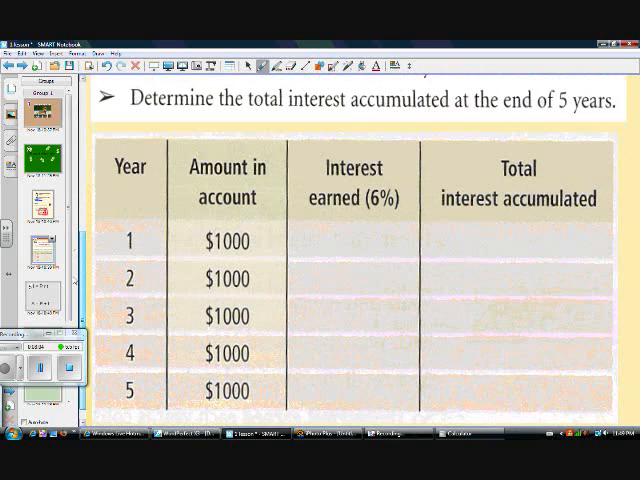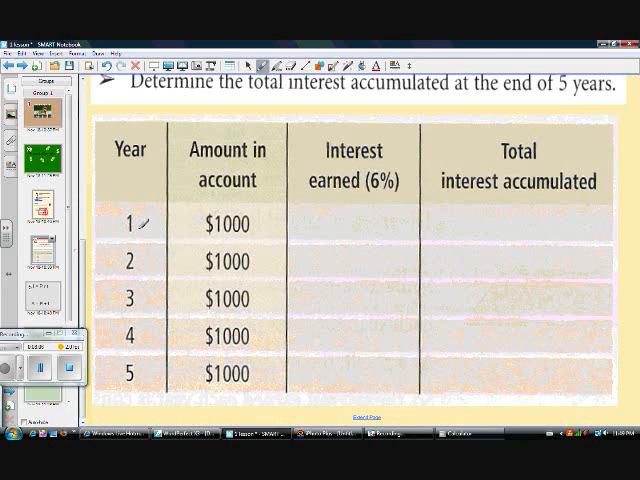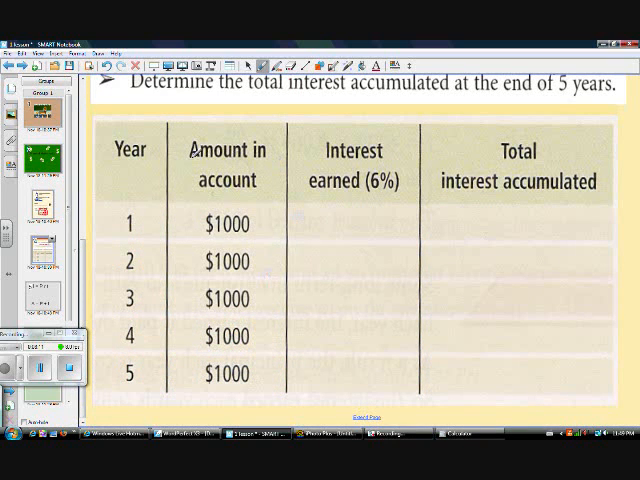Now, if you notice, we're starting with the different years here. So, amount in account. So, at the end of the first year, okay, so year 0 is the first year, if you want to look at it, time 0, her grandparents put in $1,000. At the end of that first year, how much interest did she earn at 6%?